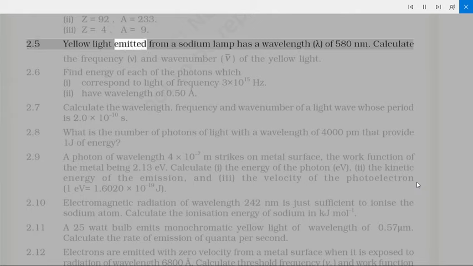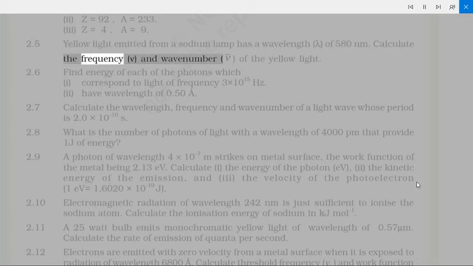2.5 Yellow light emitted from a sodium lamp has a wavelength, lambda, of 580 nm. Calculate the frequency, nu, and wave number, nu bar, of the yellow light. 2.6 Find the energy of each of the photons which (i) correspond to light of frequency 3 × 10^15 Hz, (ii) have wavelength of 0.50 Å.